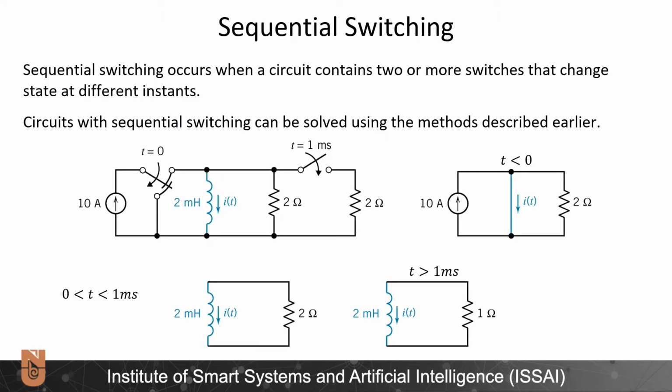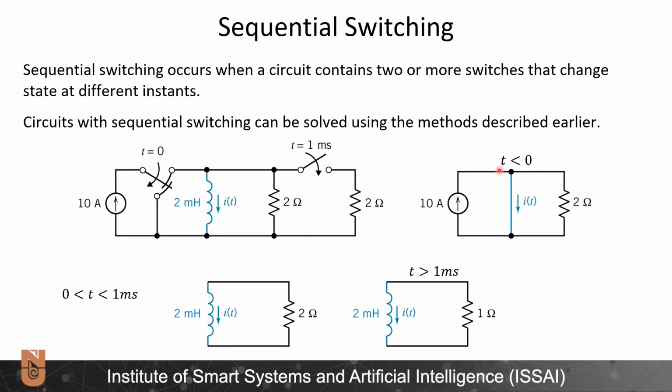Sequential switching occurs when a circuit contains two or more switches that change state at different time instants. Circuits with sequential switching can be solved using the methods which we have covered earlier. Here, for instance, we have a first-order circuit because we have a single 2 mH inductor. And we have two switches which change their state at different time instants, at t equal to 0 for this one, and at t equal to 1 for this one.